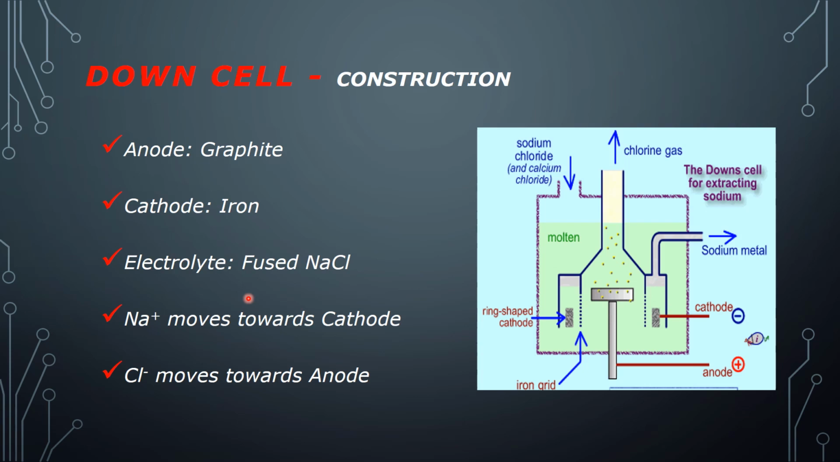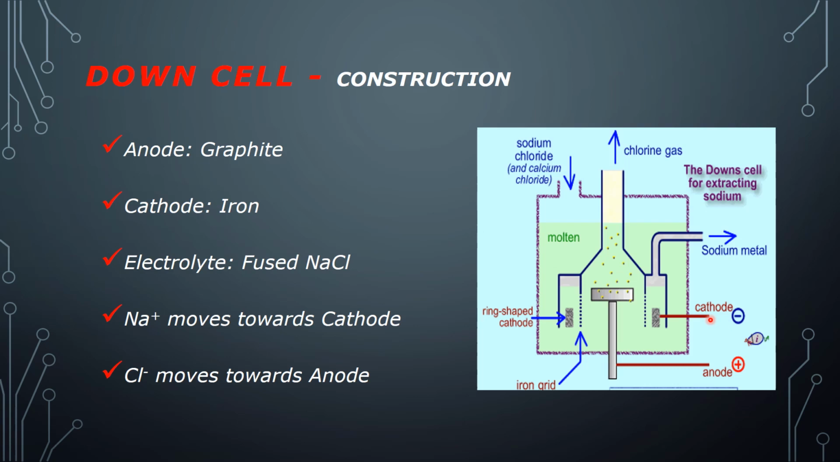Why do we need fused NaCl? Basically, in solid NaCl, sodium and chloride ions are fixed in their position and they cannot move towards the electrode. So, we have taken molten NaCl so that sodium and chloride ions can move towards their respective electrode. The sodium ions, being positively charged, will move towards the cathode, which is negatively charged.